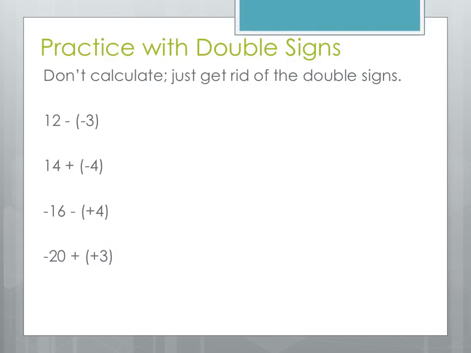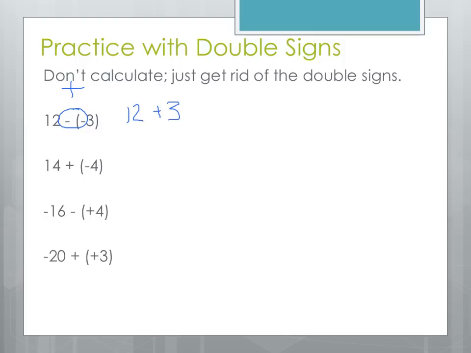Now we're going to do some practice removing double signs. We're not going to do any calculations here. We're just going to do a little bit of practice getting rid of these signs and turning them into one sign. So our first example, 12 minus a negative 3. We see we have two signs here, okay? And since those signs are the same, they're going to become positive. So 12 minus negative 3 is going to become 12 plus 3.